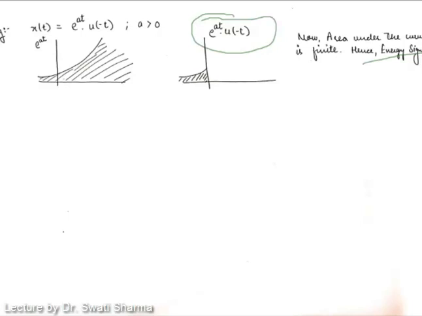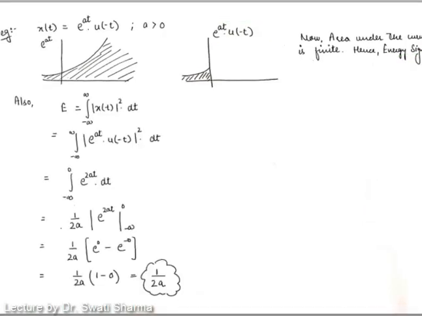Okay, now you can also calculate it mathematically, because the energy of any time signal is given by the integration of the square of the modulus of that signal. Modulus means we are only taking the positive, the magnitude of the signal, and the square of it integrated over the entire range minus infinity to infinity gives me the energy of the signal.